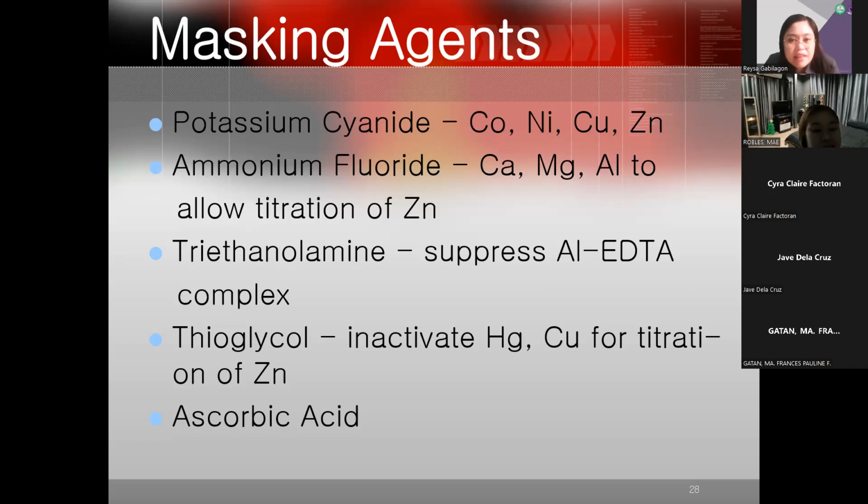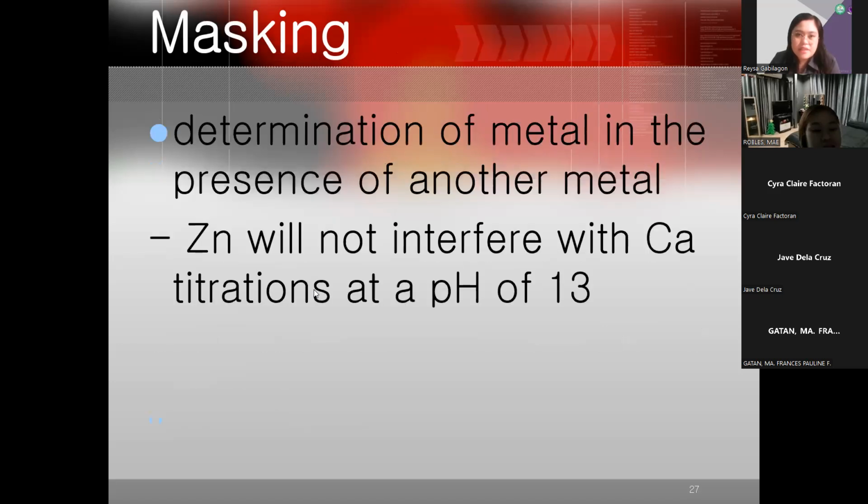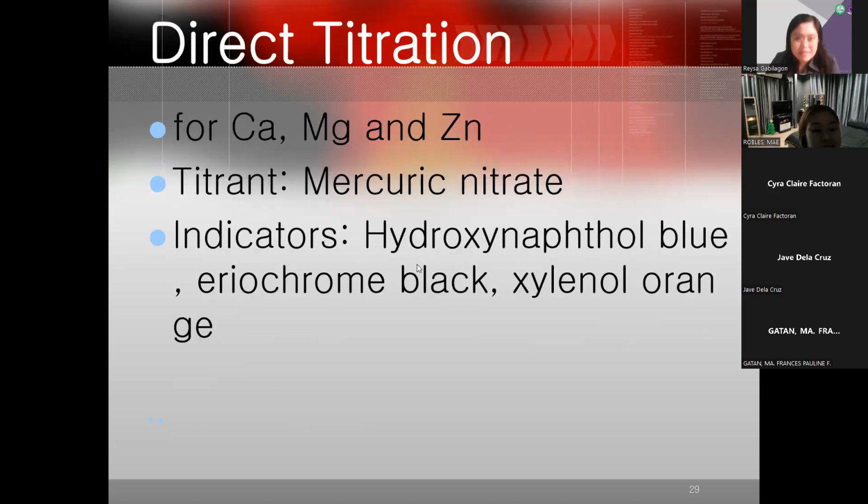And then we have triethanolamine that will suppress aluminum EDTA complex. The thioglycol also can be used to inactivate mercury and copper, also for the titration of zinc. Okay? And lastly, even vitamin C or ascorbic acid may also be used as a masking agent for certain metals para hindi sila mag-interfere with the titration process. Okay? Again, we call the process of adding these substances or adjusting the pH as masking.